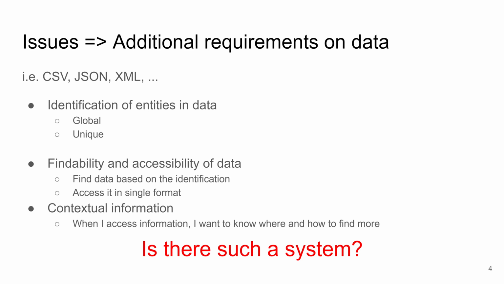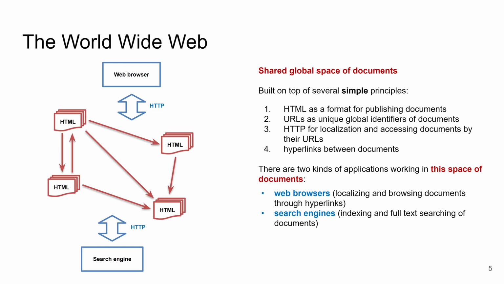Well, there is one, and you all use it on a daily basis. The system is the World Wide Web. With one exception. The World Wide Web is based on documents, which means texts meant for people and meant to be read by people. So when we want to get some information from the web, it goes like this.